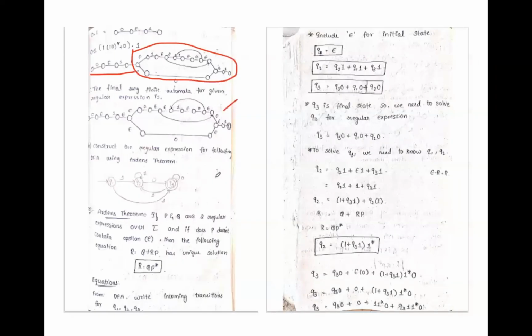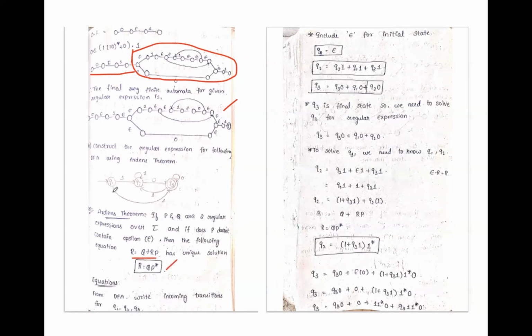And the fourth question is, we need to construct a regular expression for a DFA using Arden's theorem. There is a rule here: if P and Q are two regular expressions, and you have R equal to Q plus RP, then you need to replace that with R equal to QP star. So let us take this from the given DFA.